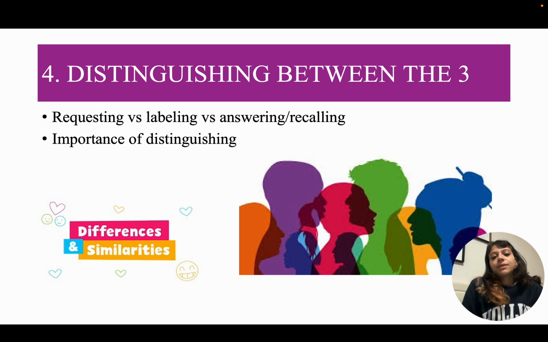Distinguishing between the 3 is super important, because it's essentially requesting versus labeling versus recalling information. Each of them not only accesses a different part of the brain, but they also focus on a different skill. And they all teach functional communication, which is the essential goal that we want in all of our learners.